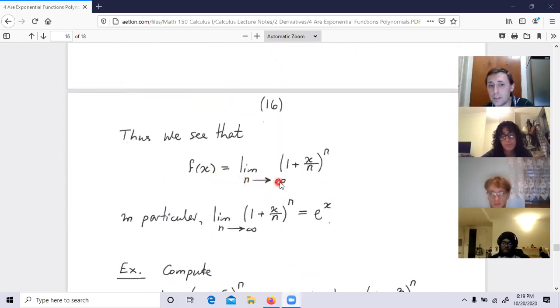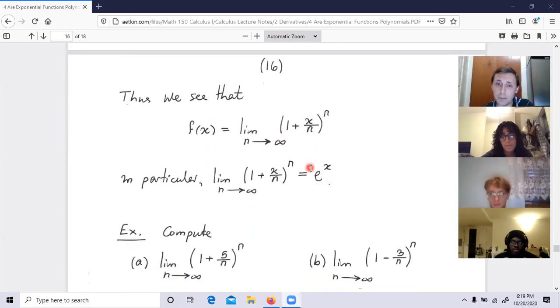The limit of this function as n goes to infinity is going to be my function. And what was my function to begin with? There is only one solution to this equation, that's e to the x. Right? There is one solution that if at 0 I require it to be 1 and the derivative is equal to itself, there is only one solution. So that must be e to the x.